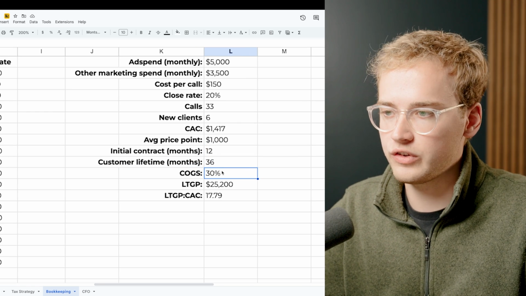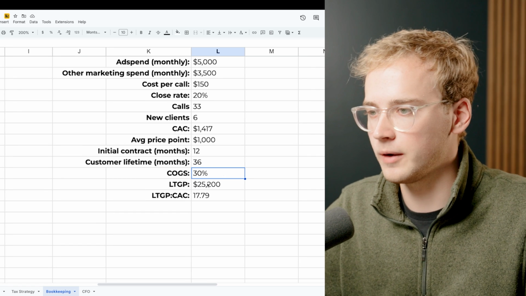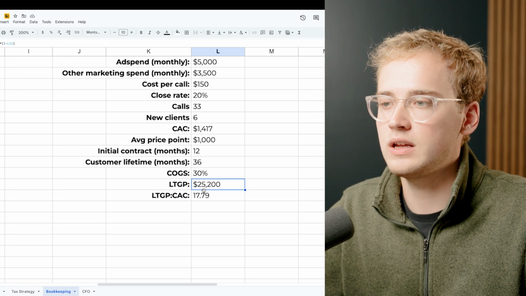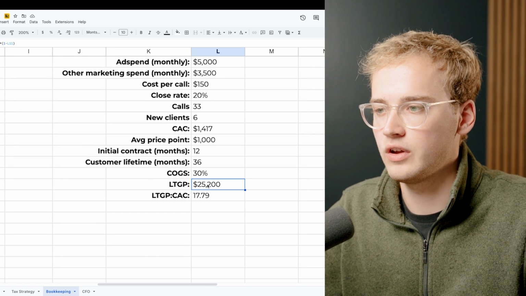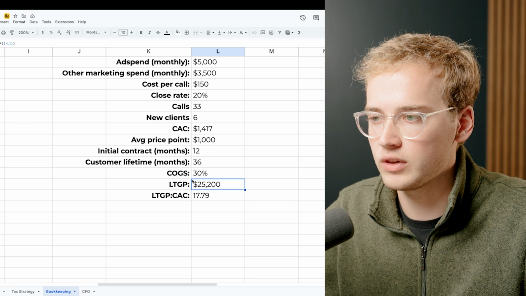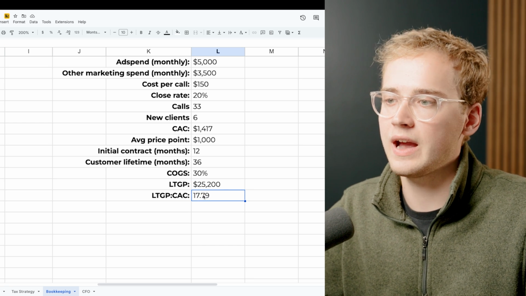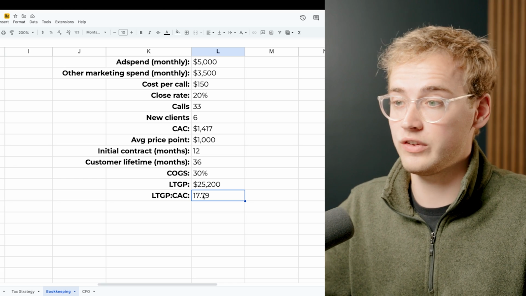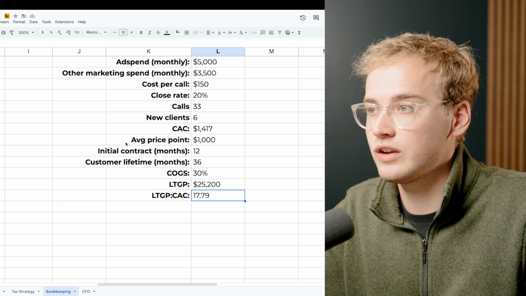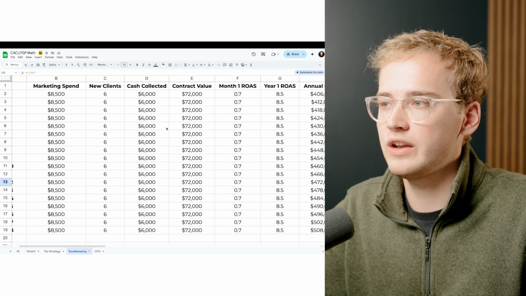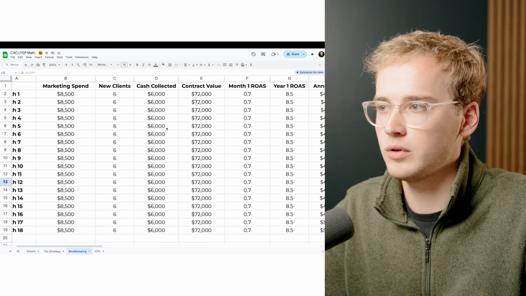Our cost of goods sold is still going to be 30% just for this example here, which means our LTGP is $25,200. So the gross profit we make over the lifetime of the customer, about 25 grand, which puts our LTGP to CAC at a really, really healthy level. This is almost 18 to 1. That's incredible. But as we look at this annual run rate here, you're going to notice a problem, right?